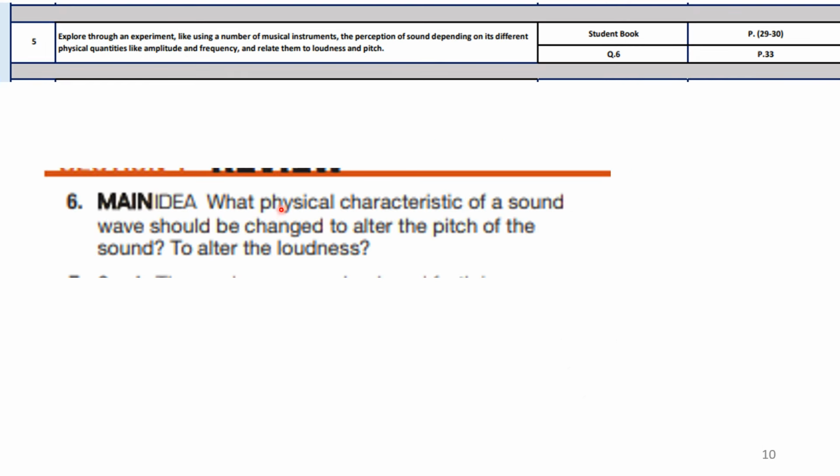Here is a small question about this point. What physical characteristic of a sound wave should be changed to alter the pitch? To change the pitch, we have to change the frequency. What if we want to change the loudness? We have to play with the amplitude.